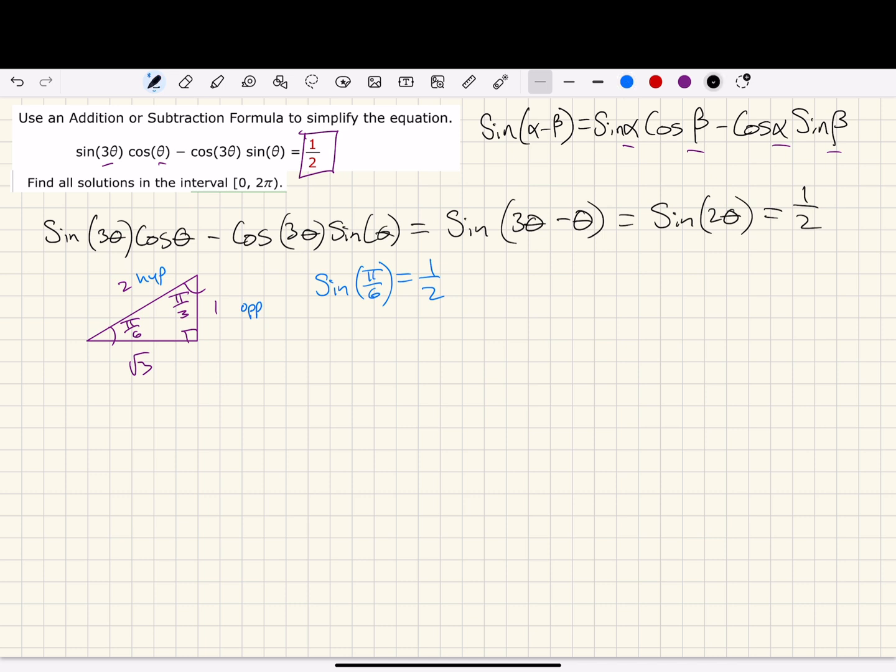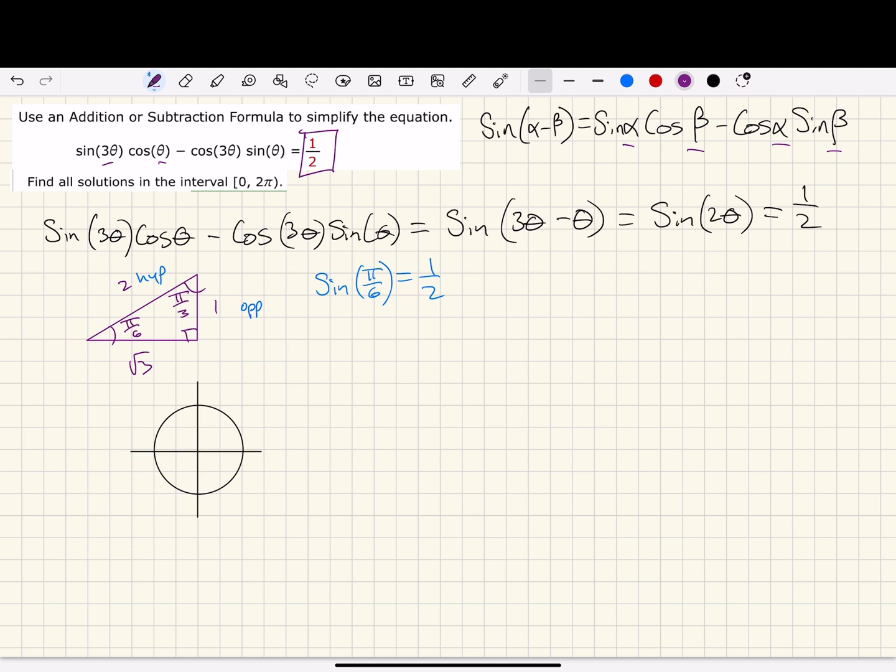So now let's look at the unit circle. Looking at the angle pi over 6 in quadrant 1, we also know that there is a corresponding angle in quadrant 2, 5 pi over 6, that has a reference angle of pi over 6, and therefore would also have a sine function value of 1/2.